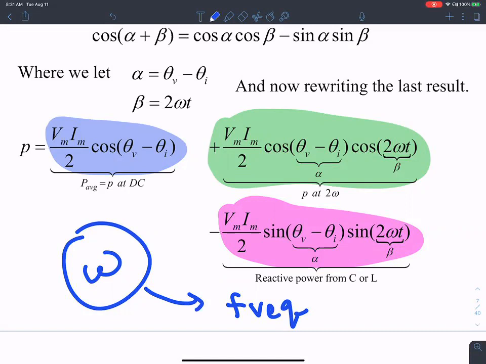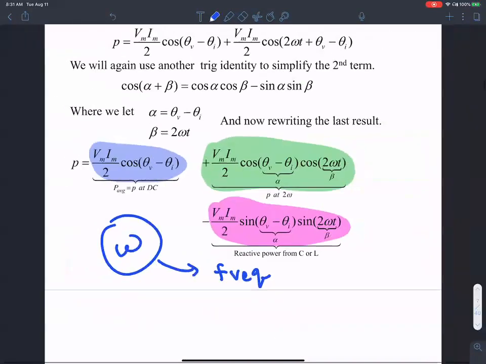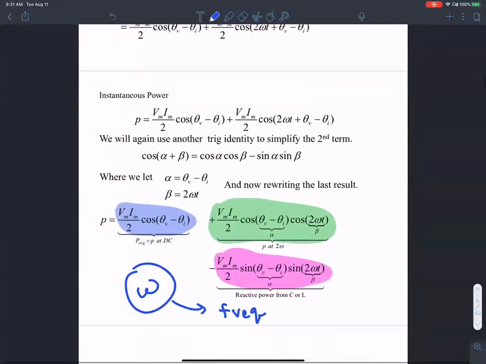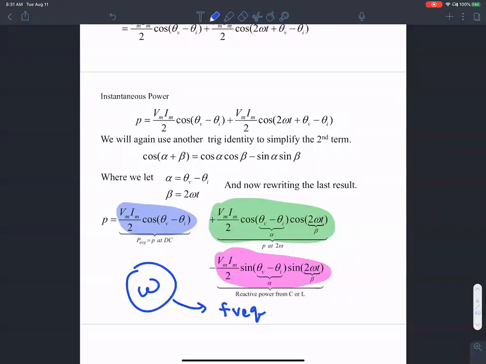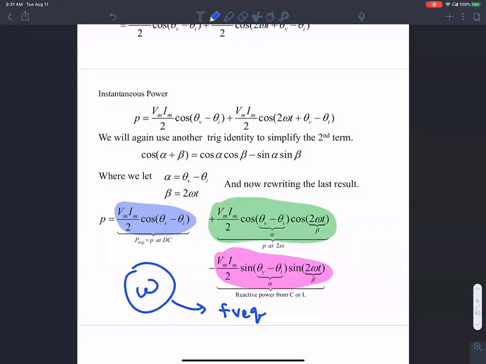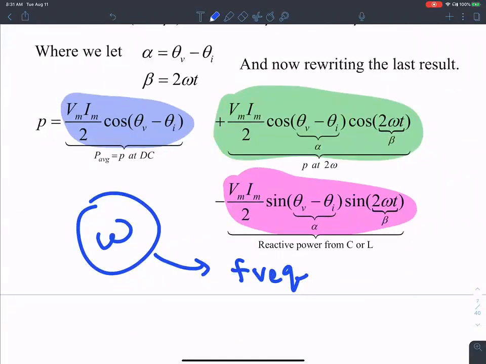There are three terms here. The first one highlighted in blue, the second one shown in green, and the third one shown in purple. This is simply a modified version of V times I. V is a cosine, I is a cosine. You multiply two cosines, this is what you will end up with. The first term is Vm Im over 2 cosine of theta V minus theta I. The second term shown in green is Vm Im over 2 cosine of theta V minus theta I cosine of 2 omega t. The third term is Vm Im over 2 sine theta V minus theta I sine 2 omega t.